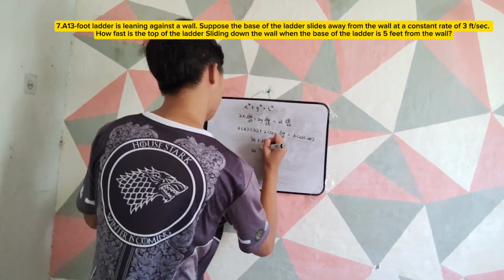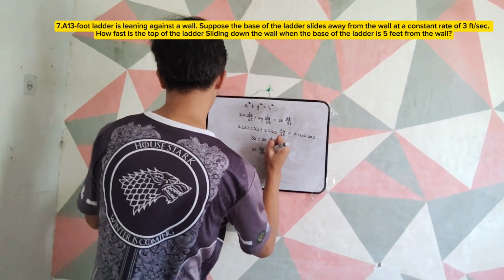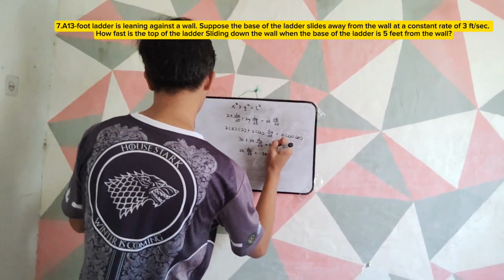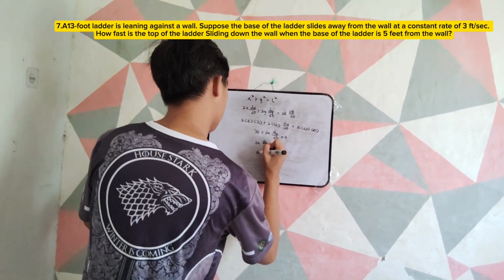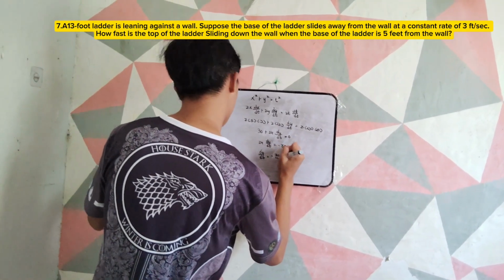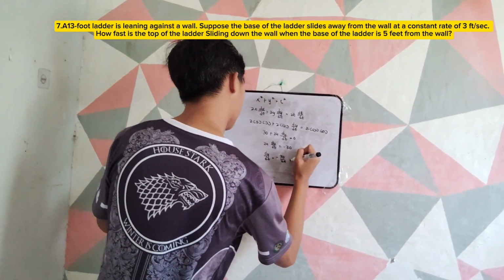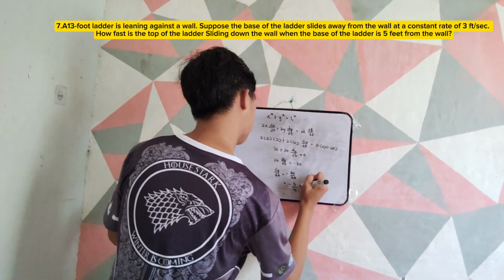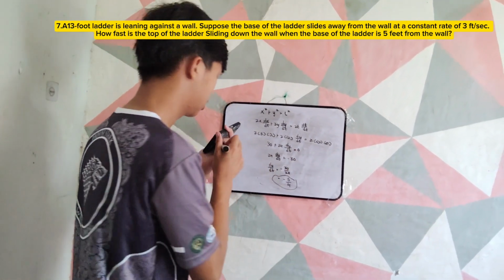So 24 dy over dt is equal to negative 30. So we transpose the 30. So the dy over dt will be negative 30 over 24, or equal to negative 5 over 4. So this will be our final answer.